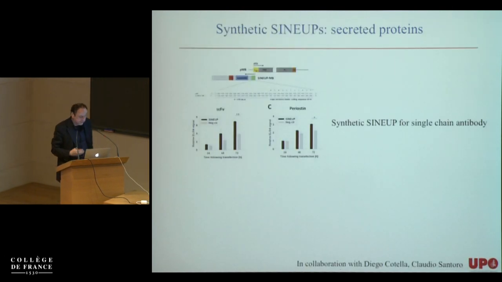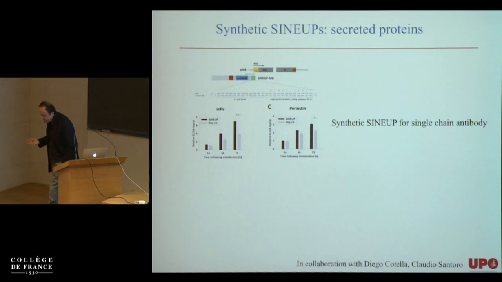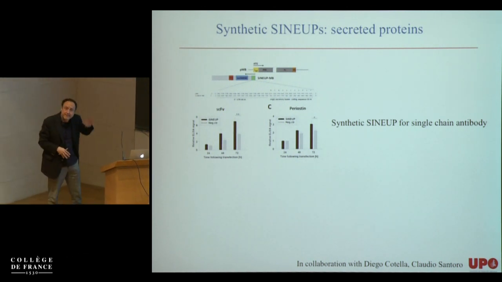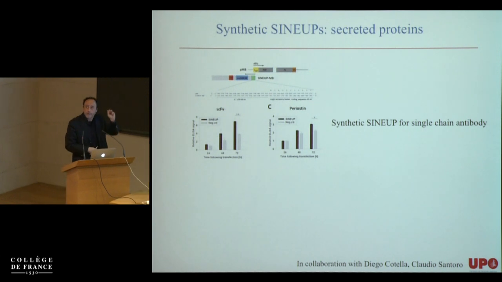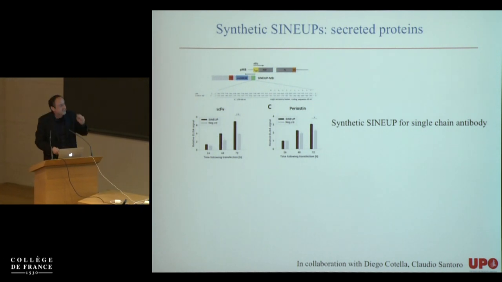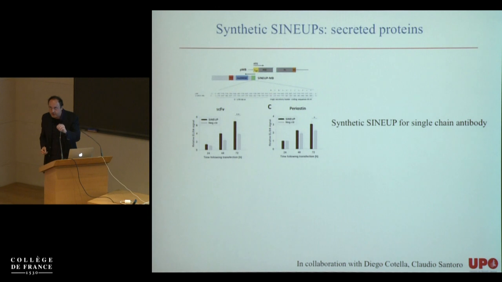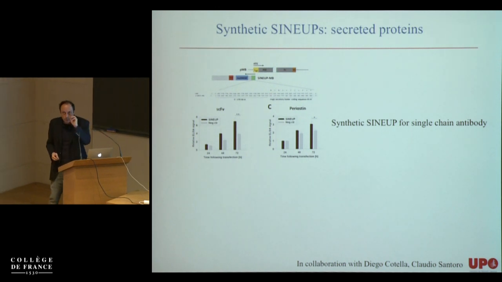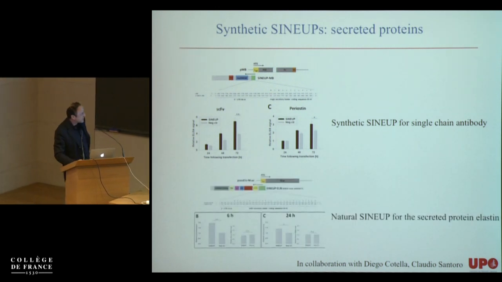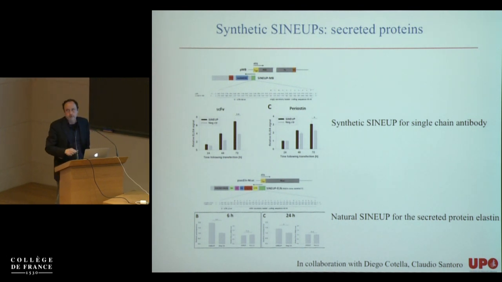On the other hand, we also synthesized SINEUP against secreted proteins. There are some natural SINEUP that are for secreted proteins. For instance, one is an antisense to elastin that actually works. We proved, and we just submitted a paper, that it works as a natural SINEUP. But we also designed synthetic SINEUP to increase production of recombinant antibody, for a potential protein manufacturing application.